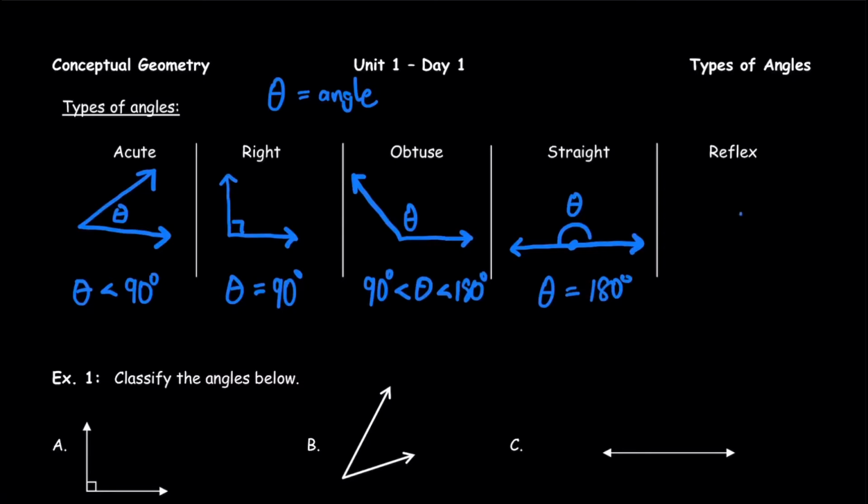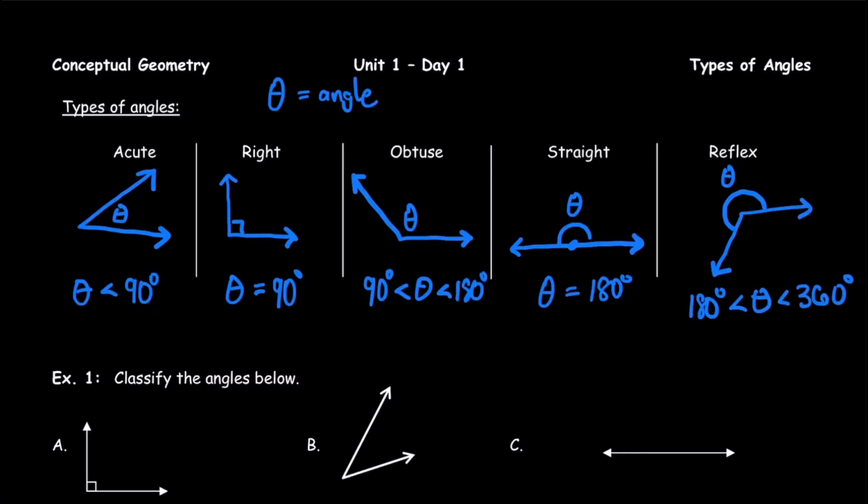And next, we have reflex. Reflex looks a little bit weird. Kind of looks like an upside down obtuse angle, but I'm talking about this measure all the way around here. So for a reflex angle, we're going to say 180 degrees is less than theta is less than 360. And those are our 5 types of angles. So now what we're going to do is we're going to identify these.